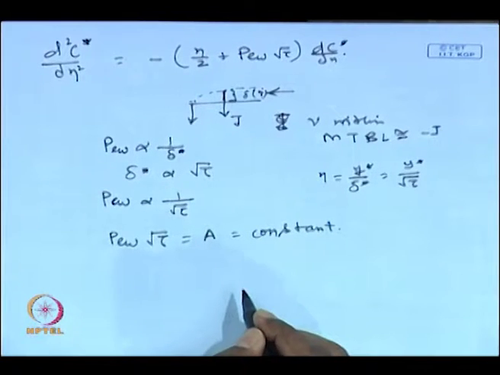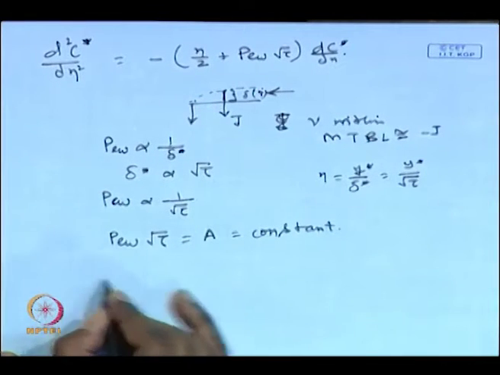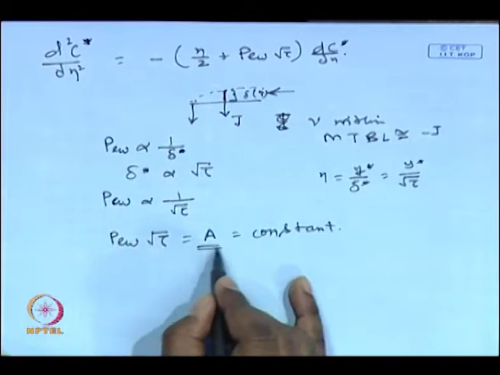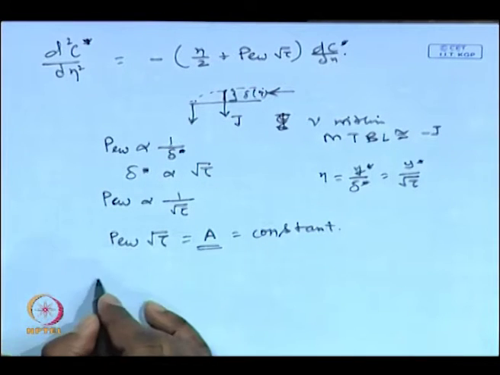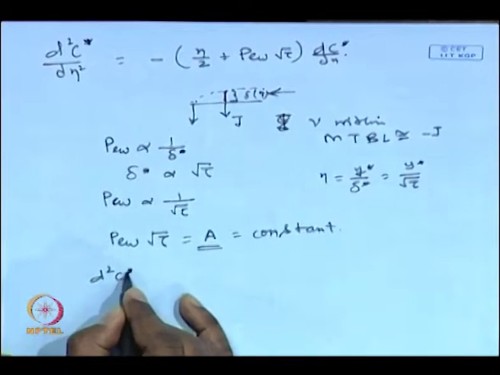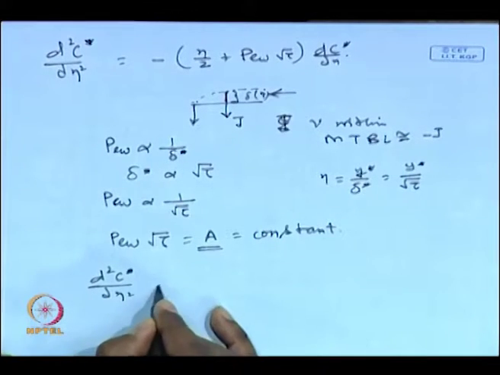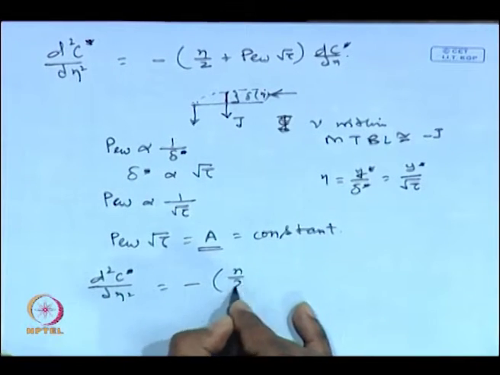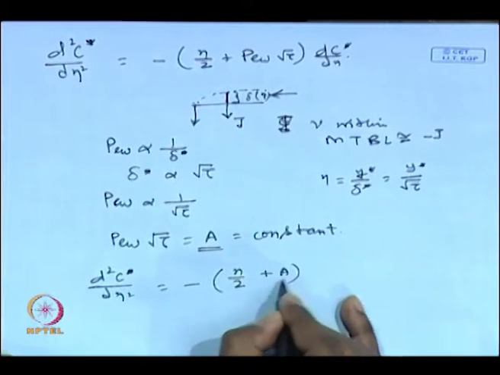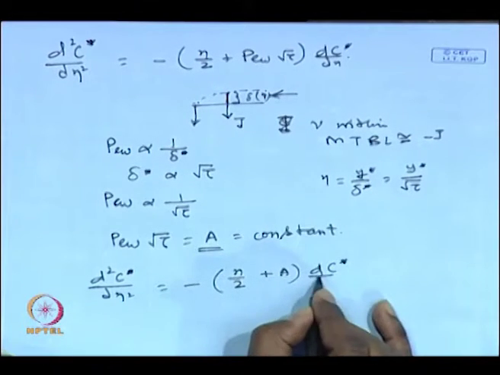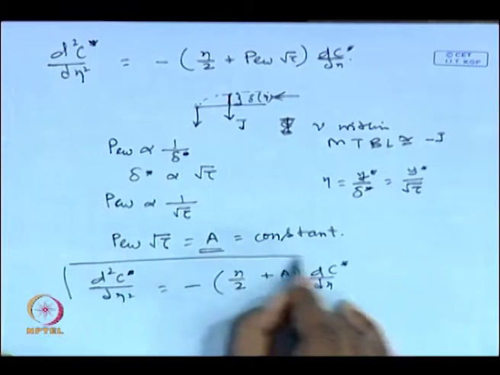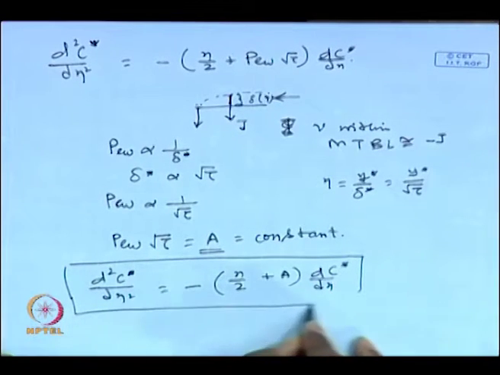And we call this constant A. In terms of this new constant, we can now rewrite our governing equation as d square c star d eta square is equal to minus eta by 2 plus A times d c star d eta. Now, we have to solve this equation. At the same time, we have to write down the boundary conditions in terms of eta as well.